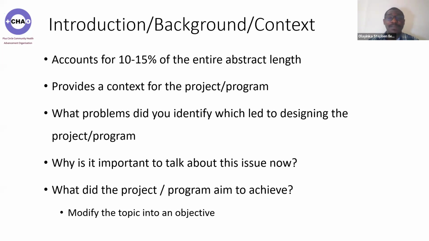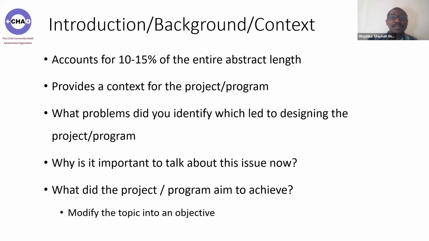Just like I said earlier, in core research abstracts, it is usually background or introduction, but for program or project abstracts, it can be called context. And I've already mentioned what should be in the context: what led to the design, the problem, and why you are talking about the issue now. Why is it important? This is like the justification in the research abstract. And what did the project or program aim to achieve? That is like the objective.